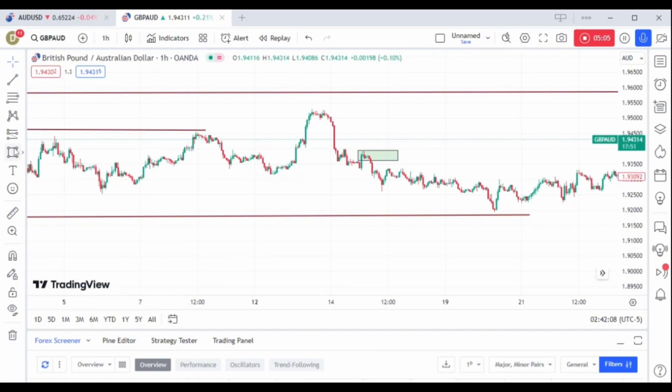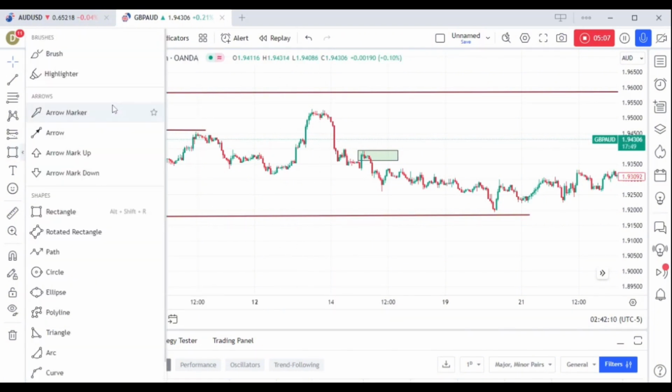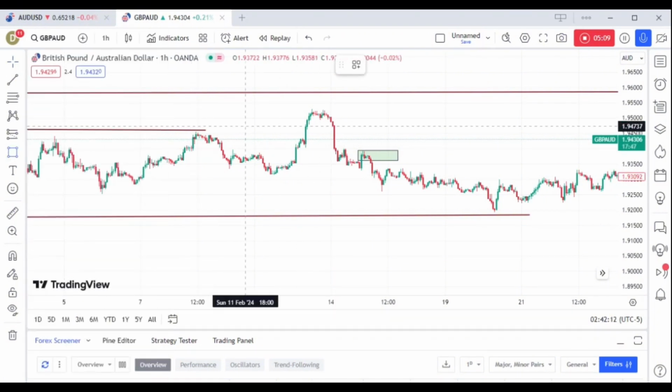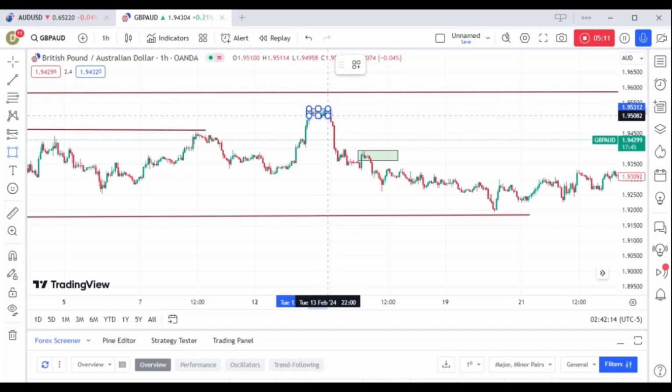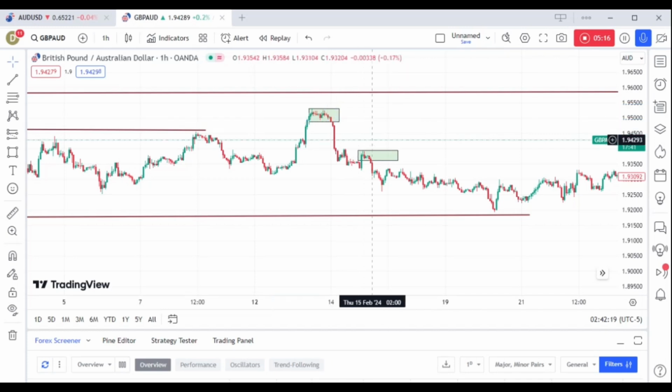Now, this point becomes a supply zone. This point becomes a supply zone. So we're really interested in what price is going to do at this point, and as well what price is going to do at this point.